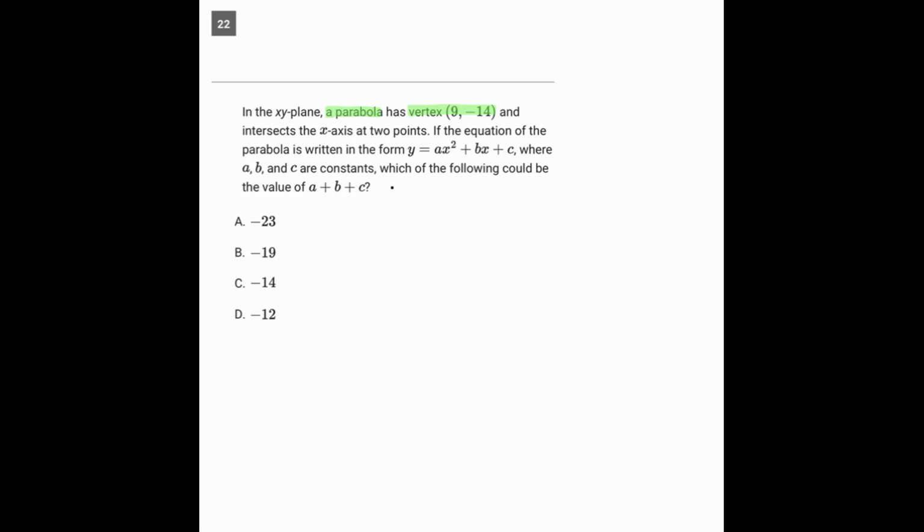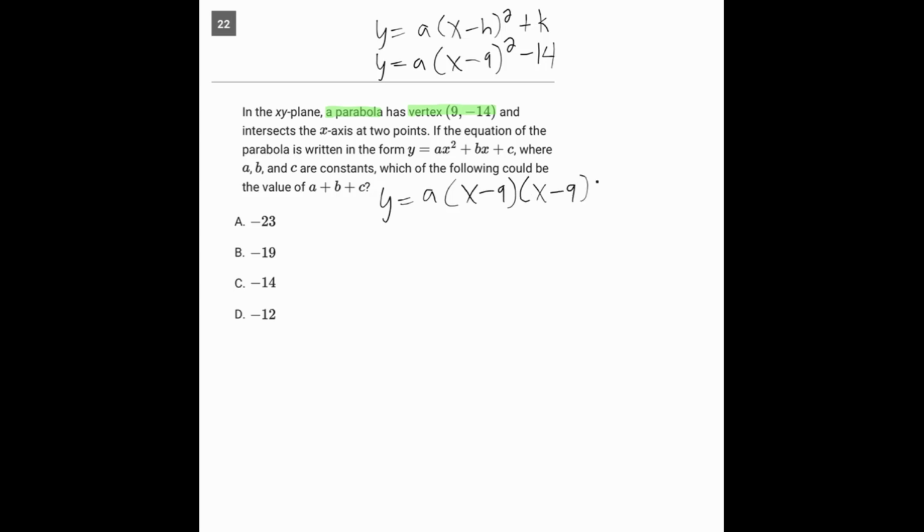So here, we know the vertex is 9 and -14. So if we use that same formula, then we'll put 9 in for h and -14 in for k. So a x minus 9 squared minus 14. And now we can just start expanding this out. So x minus 9 all squared. Squaring it really means you're writing it twice and foiling it out for a binomial. So this is x minus 9 squared.